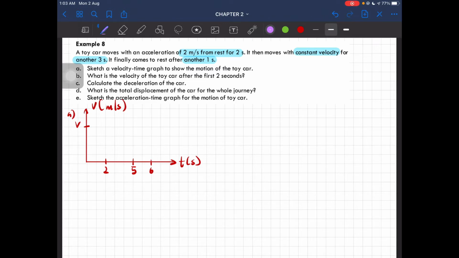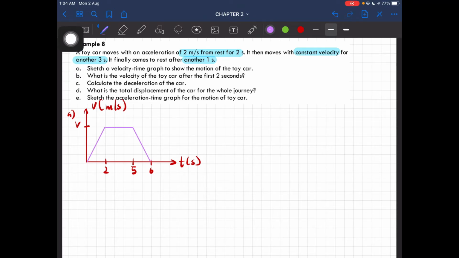Since it starts from rest, we know that the dot would firstly be on the origin of the graph, which is there, and then it moves with an acceleration of 2 meters per second squared for 2 seconds. So this is 2 seconds, it stops here, somewhere here. And then it moves another 3 seconds with constant velocity, and then it stops after 1 second. Okay, so that is how you draw the velocity time graph.